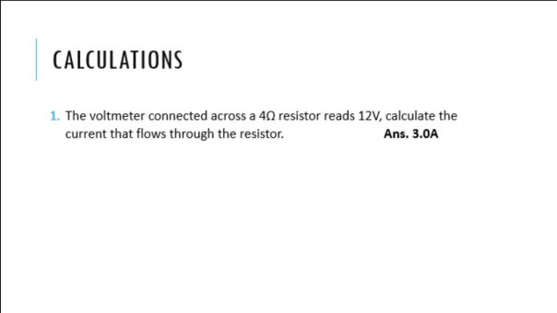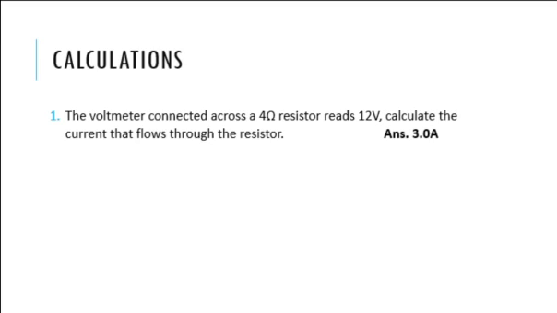Now let's see how we can apply these equations to solving problems. That is the second objective. One, a voltmeter connected across a 4 ohm resistor reads 12 volts. Calculate the current that flows through the resistor.